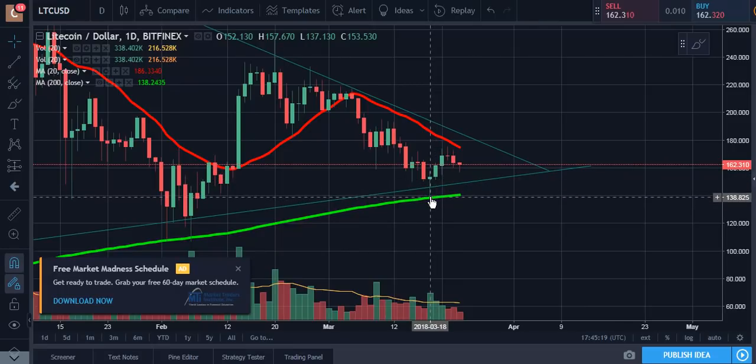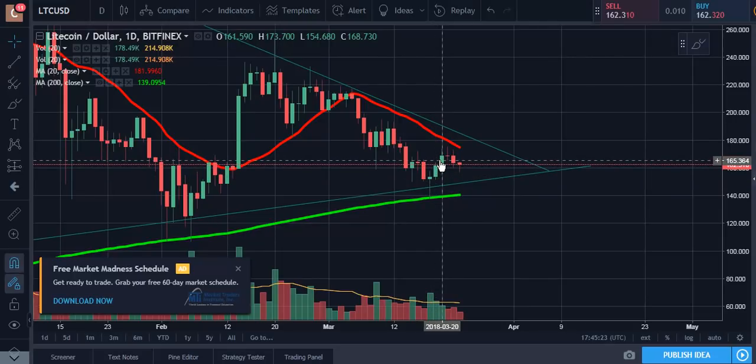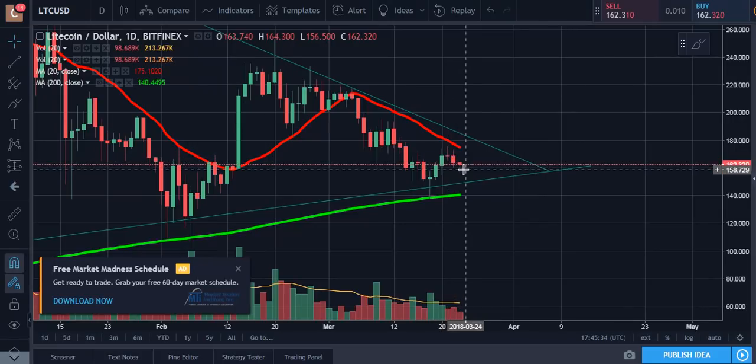We came down, we touched the 200-day, and then from there, as you can see from this hammer, we moved up. And then, guys, we had a doji up here, which was kind of a fight back and forth between the bulls and the bears, followed by a bearish candle right here. So that's where we could be going back down, guys, to test this bottom part of the triangle.